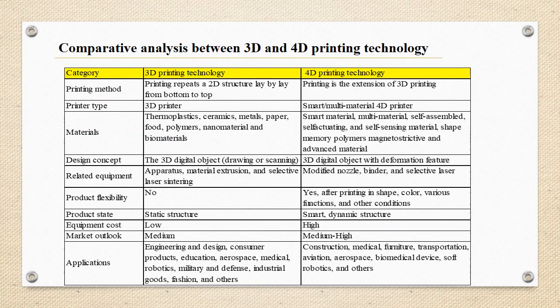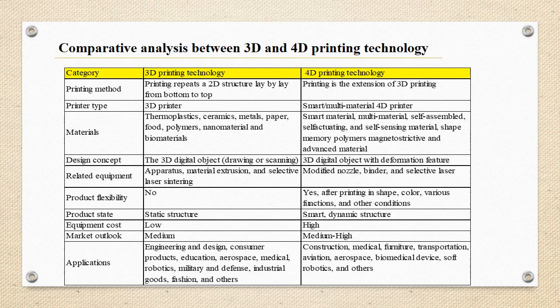Now we will comparatively analyze 3D printing and 4D printing technology. Categories: 3D printing technology, 4D printing technology. First we will analyze 3D printing technology. After that we will analyze 4D printing technology. Printing repeats a 2D structure layer by layer from bottom to top. This is the printing method in 3D printing technology. And in 4D printing, printing is the extension of 3D printing. We require a 3D printer in 3D printing and a smart multi-material 4D printer in 4D printing.